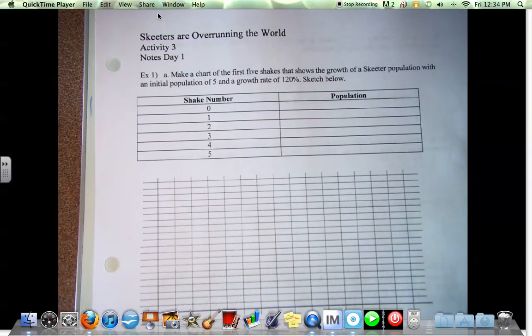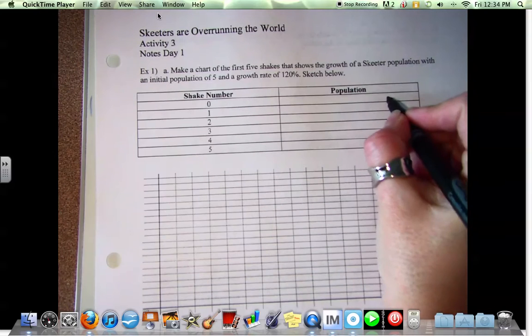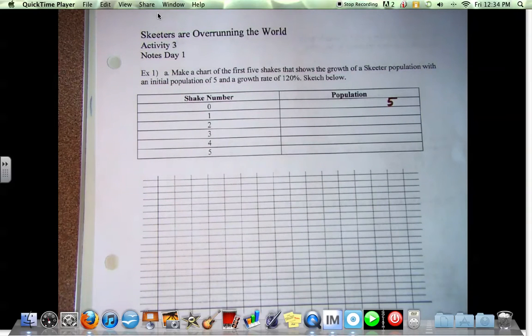Make a chart of the first 5 shakes that shows a growth of a skeeter population with an initial population of 5 and a growth rate of 120%. So what are we going to have for shake number 0? 5. Okay. Now, how are we going to determine the amount for the next shake?